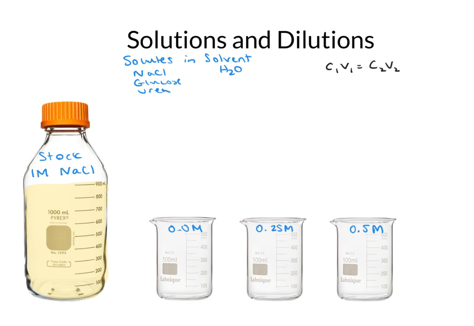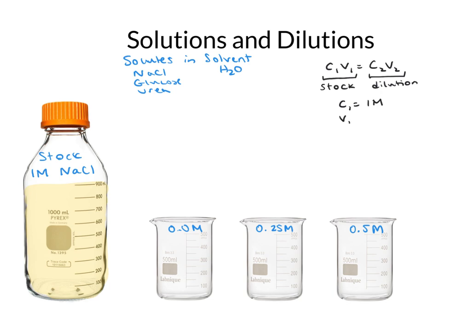Now if we go ahead and define what our variables are, then we can solve for our unknown. So let's say that this side of the equation is representing what's going on with the stock solution. And this side of the equation is what's going on with a specific dilution. So we're going to end up doing this 3 different times for our 3 different dilutions. Okay, so the stock concentration, C1, is 1 molar. And that could vary depending on how the stock solution was made.